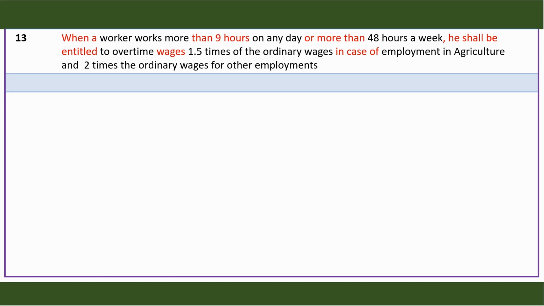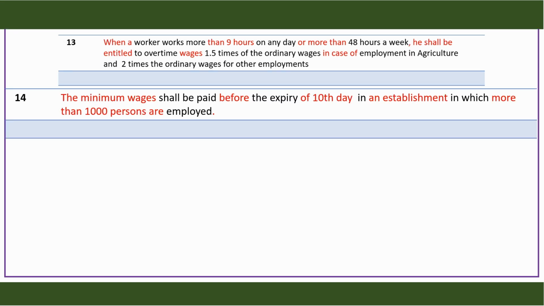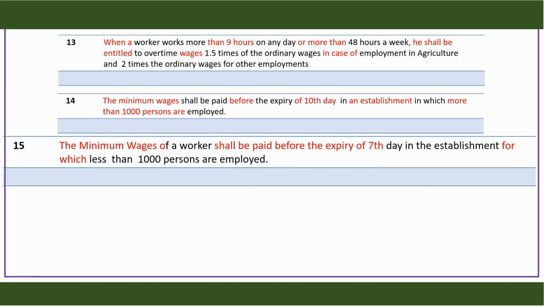If an employee works more than that, he will be entitled to overtime, and overtime in case of employment in agriculture will be 1.5 times, and in case of other employments it will be 2 times. The minimum wage, which is fixed by the government, has to be paid for the wage period, and it has to be paid within 10 days of the end of the wage period where the number of employees is more than 1000 in an establishment. If the establishment has less than 1000 employees, the wage has to be paid within 7 days of the end of the month.